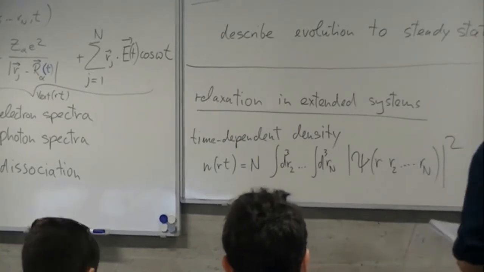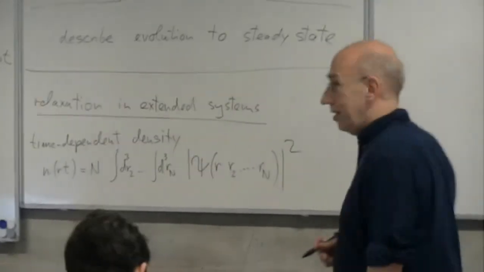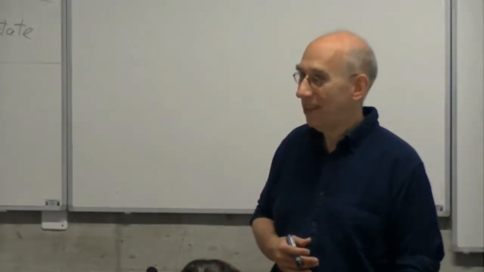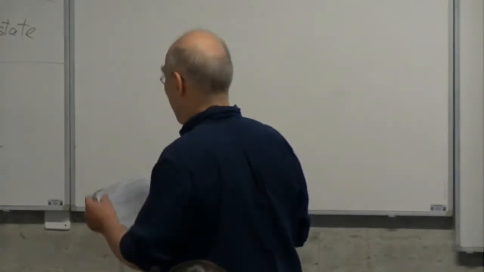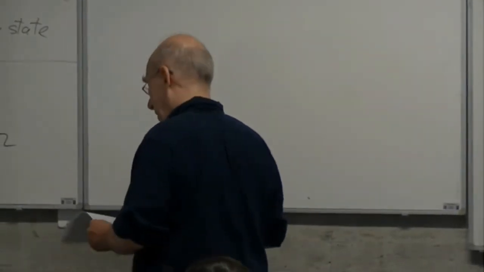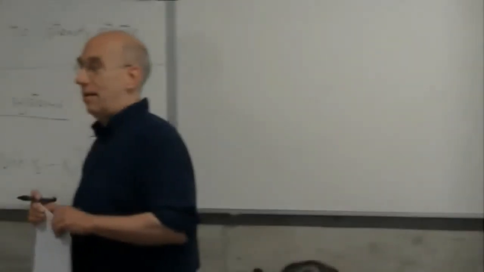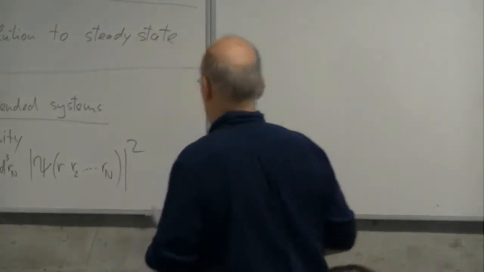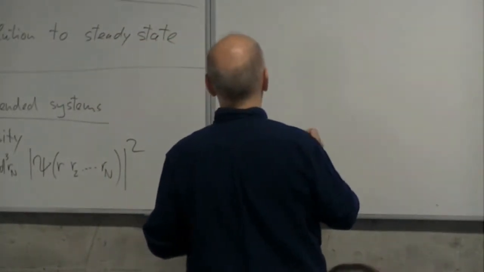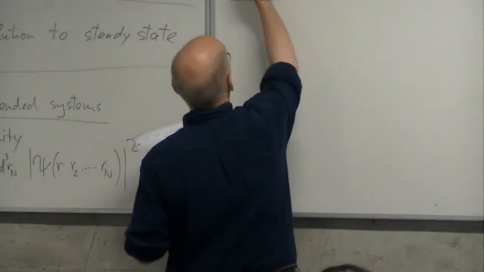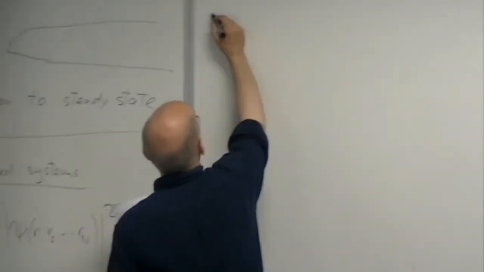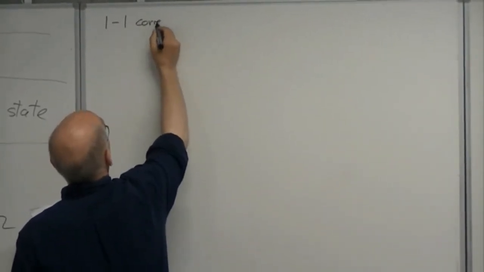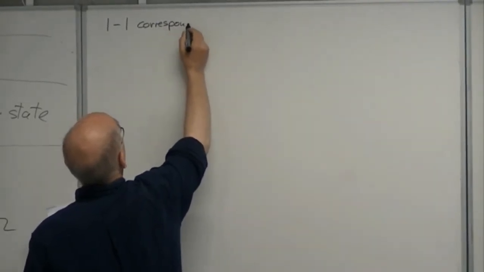Alright, so with this object, the time-dependent density, we then want to density functionalize our problem, and one can prove a one-to-one correspondence, similar to the Hohenberg-Kohn theorem, between the time-dependent density and the external potential. That's the first statement: a one-to-one correspondence.